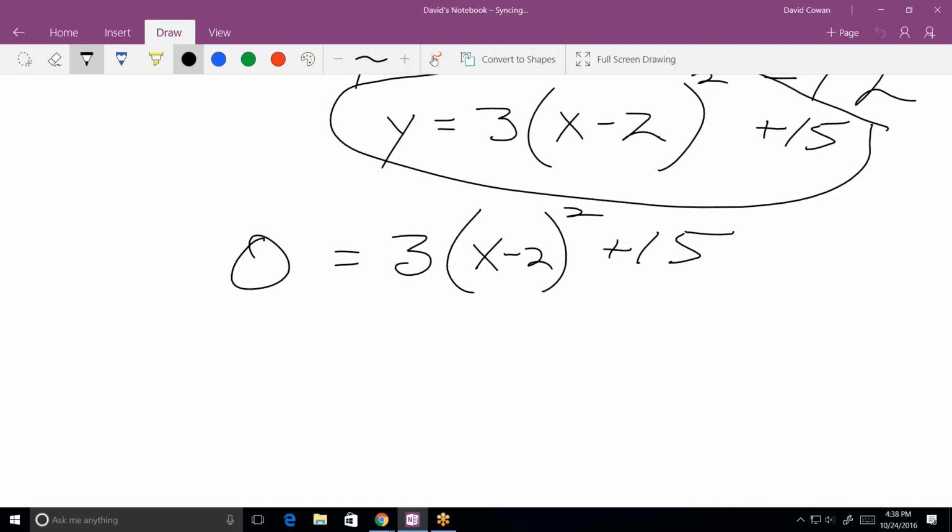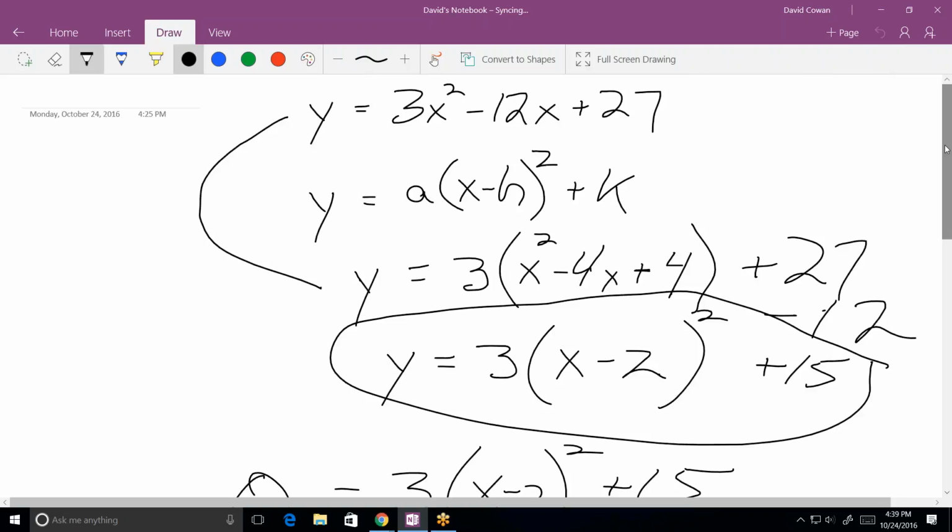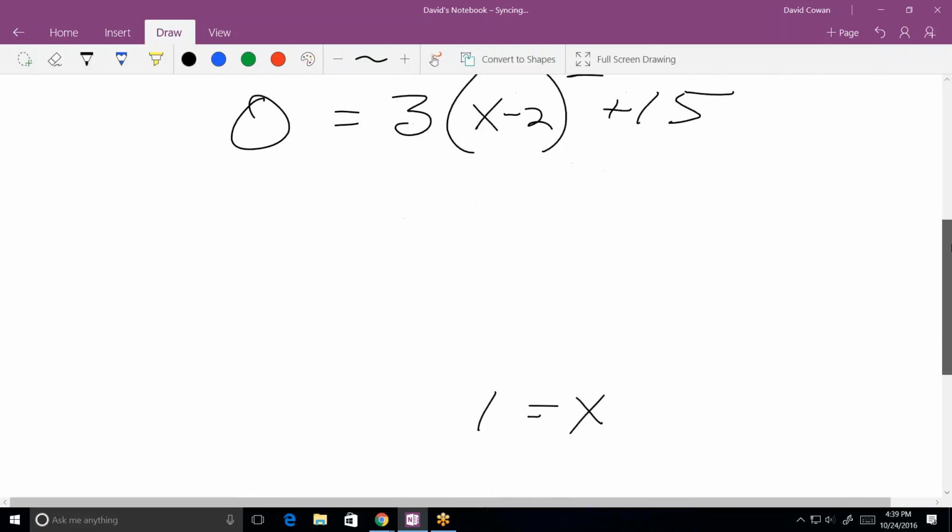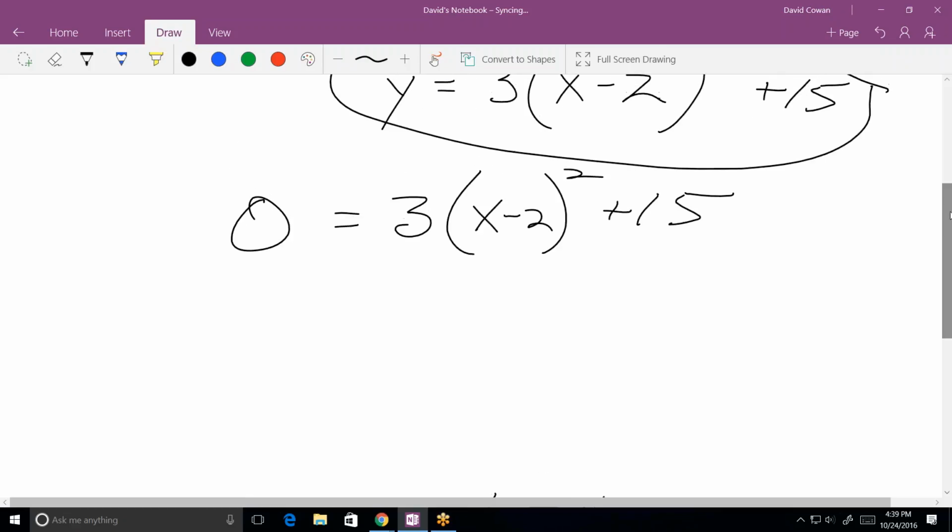There are two ways to solve this. You can expand this out, multiply it by 3, combine it with the 15, and you're back to the starting spot, our original equation. Then we have to figure out how to factor that. So there's an easier way to do it. I'll just subtract 15. Once you're in vertex format, you can always solve them that way. Subtract 15.